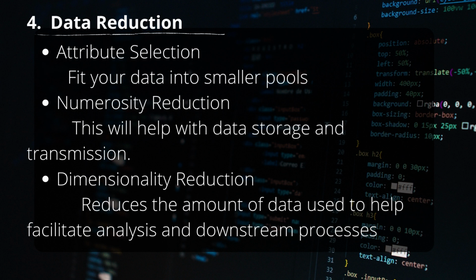This again reduces the amount of data you use to help facilitate analysis and downstream processes. Later on, we look at things like k nearest neighbors. This is an example of dimensionality reduction. It uses pattern recognition to combine similar data and make it more manageable.